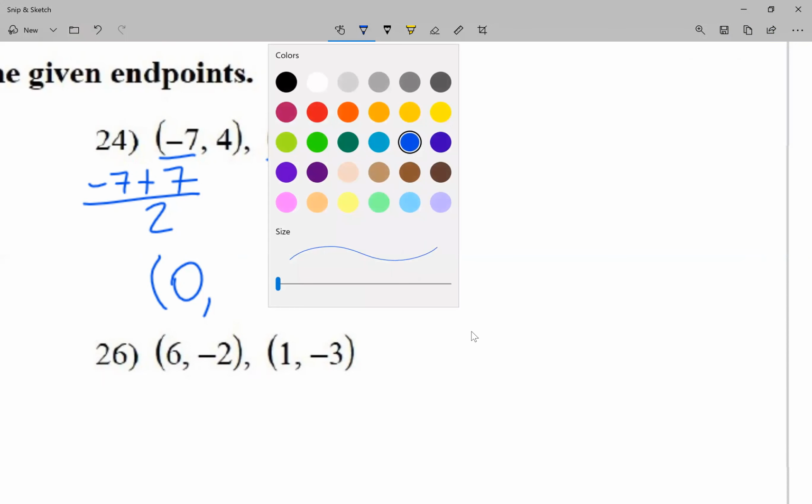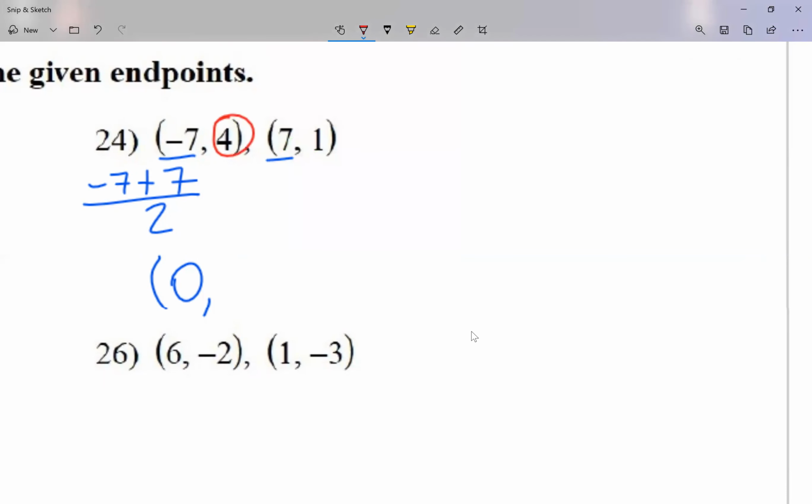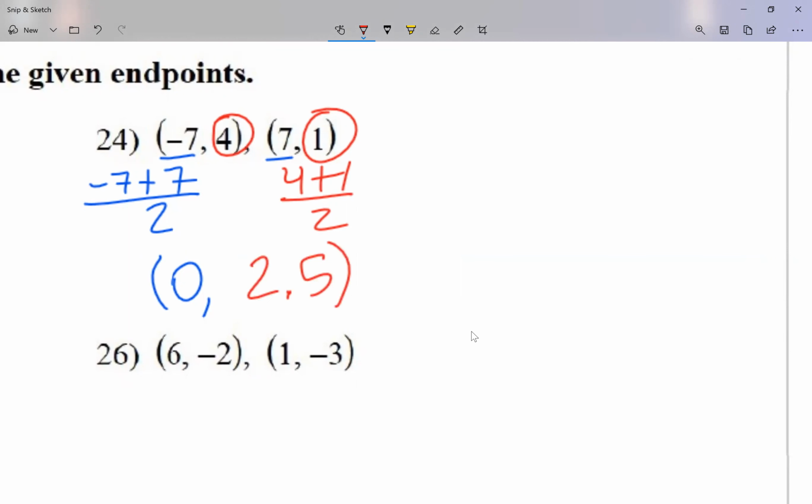Now let's take a look at the y values. I'm just looking at 4 and 1. And I'm just going to add these two values, 4 plus 1, divided by 2. I'm looking at what's the number between 4 and 1. I know 4 plus 1 is 5. 5 divided by 2 is 2.5. So my answer here will be 2.5. It's okay to deal with decimals, right? Decimals are numbers. Don't forget, let me emphasize, don't forget the space after the comma. Okay.